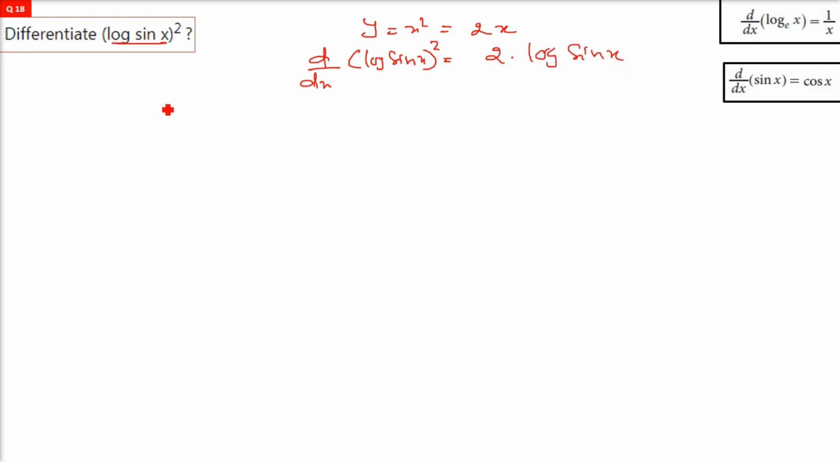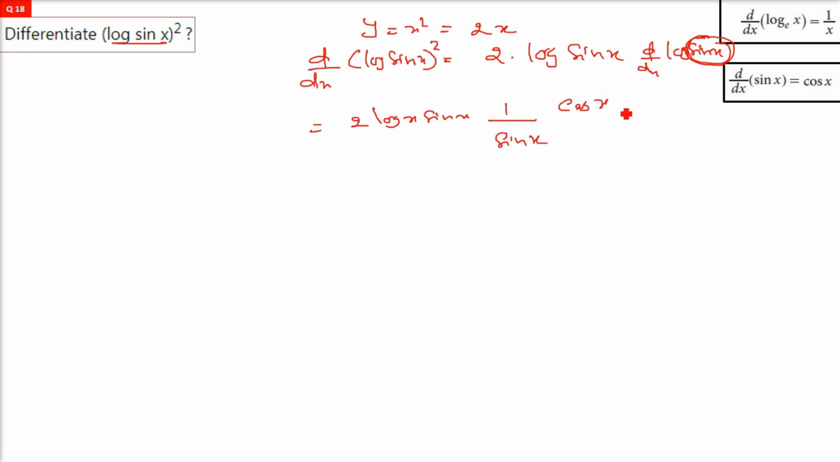Now you have to differentiate log sin x. d by dx of log sin x will be done now. And d by dx of log of something is 1 by that something. So 2 log sin x, and d by dx of log sin x is going to be 1 by sin x. And then differentiation of sin x is what? We are doing the chain rule.